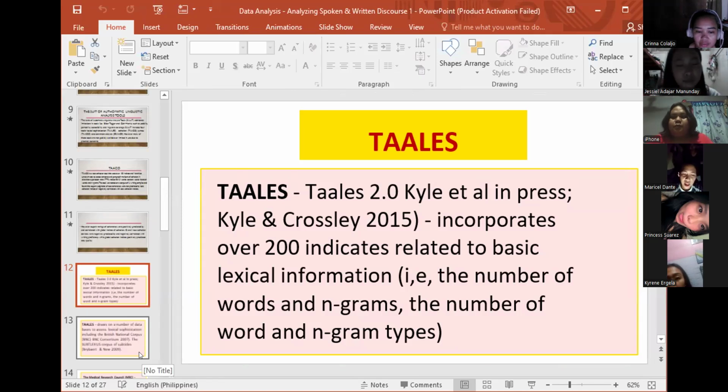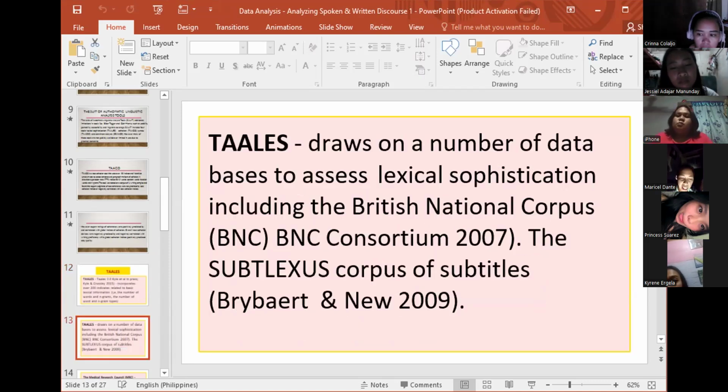Okay, ma'am. My topic was all about TAALES, TAALES 2.0, Kyle et al. Kyle and Crossley 2015 incorporates over 200 indices related to basic lexical information, for example, the number of words and n-grams, the number of word and n-gram types. This tool for analysis is a freely available, easy-to-use text analysis tool that is housed on the user's hard drive for secure data processing and is available on most operating systems like Windows, Mac, and also Linux.